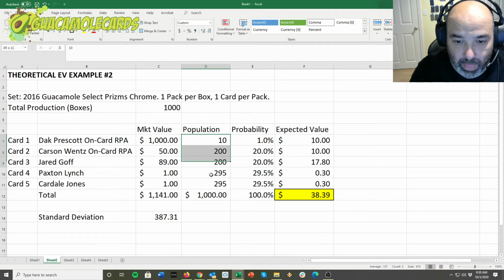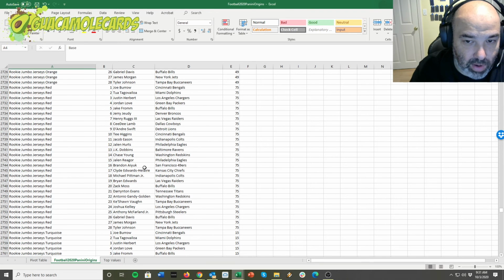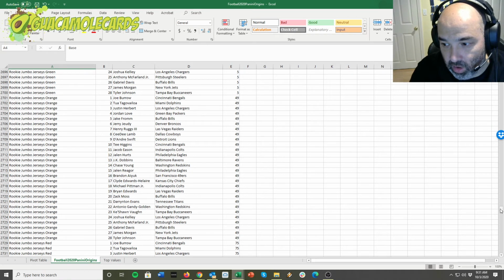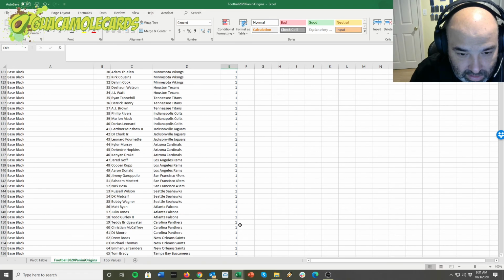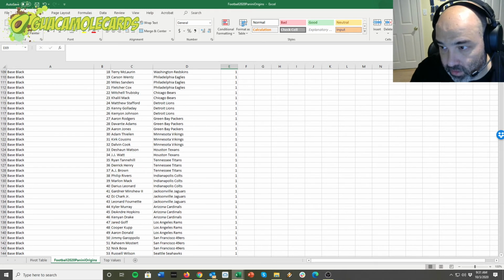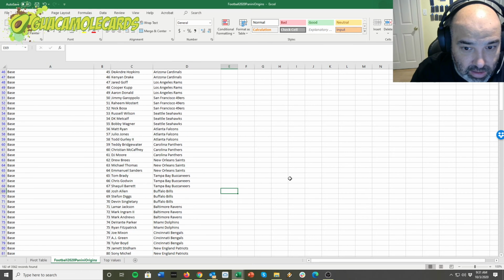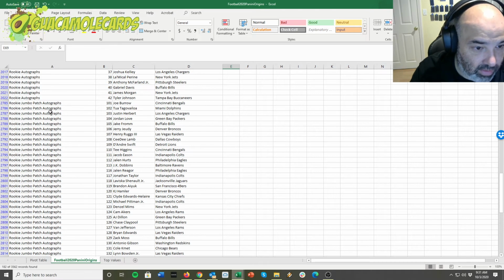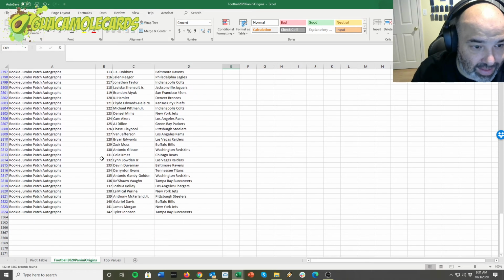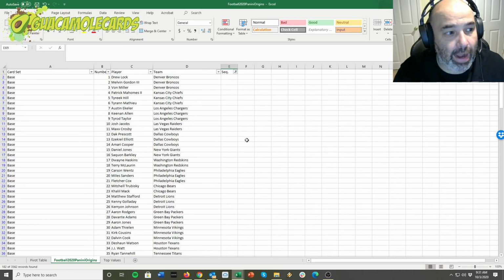So that's how we fill in population here. Now some products, let me show you Origins, have almost all numbered cards, except there are unnumbered base cards. Here, I'll show you everything that's not numbered. There are unnumbered base cards, unnumbered origin stories, unnumbered rookie autographs, and unnumbered rookie patch autographs. That makes our calculus a little bit difficult, but we can still make some estimates to help guide us in this case.